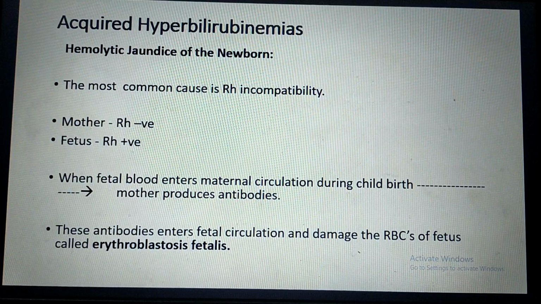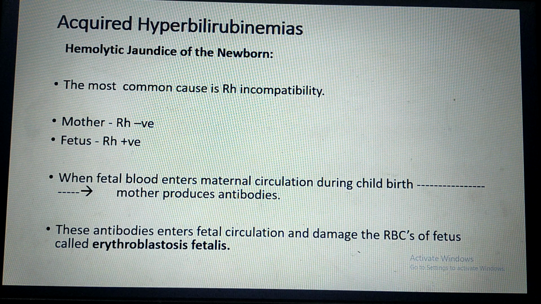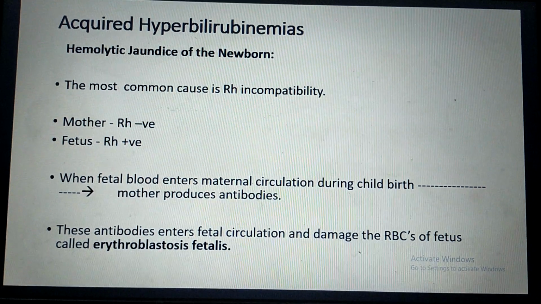Now come to acquired hyperbilirubinemias. First is hemolytic jaundice of newborn. The most common cause of this is Rh incompatibility. Here mother is Rh negative and fetus is Rh positive. That means mother does not have Rh antigen, fetus has Rh antigen.